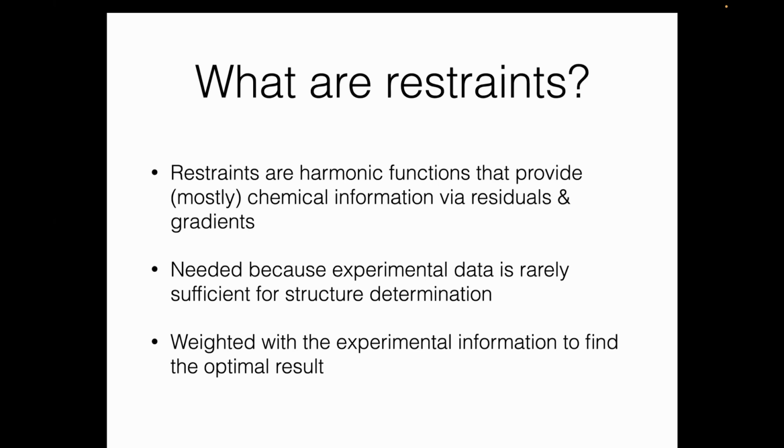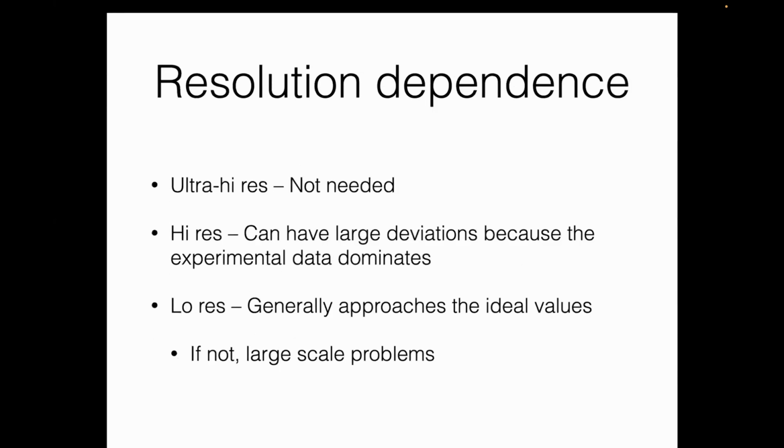So if you have less experimental data, the geometry gets weighted up. If you have lots of experimental data, the geometry gets weighted down. And that has some consequences that are not easy to foresee. So for instance, at ultra high resolution, you don't need them at all.